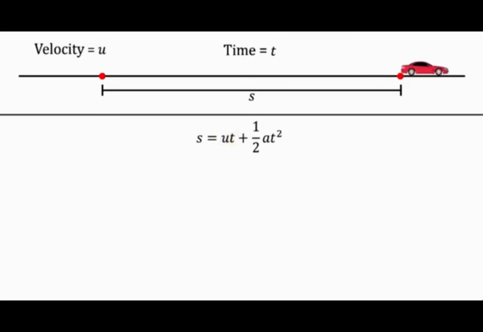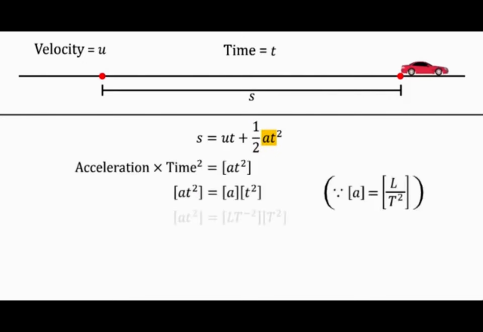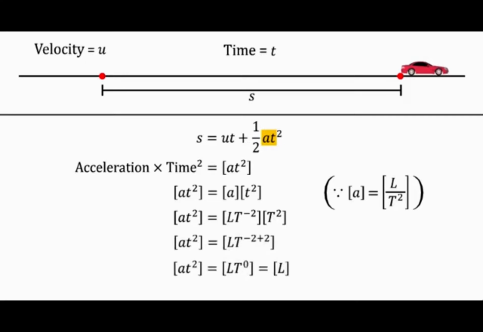The second term on the right-hand side of the equation is half at square. Half is a constant and thus does not have any dimensions. In the second term, it is the product of acceleration and time square. The dimensions of a are LT power minus 2 and that of t are T. Thus, the dimensions of at square are as shown.